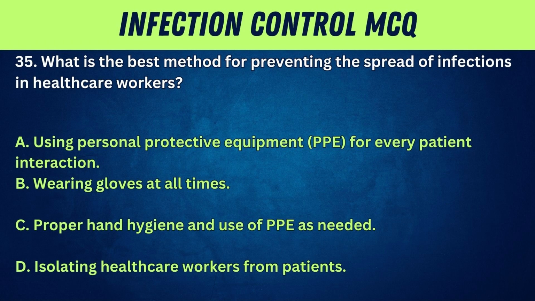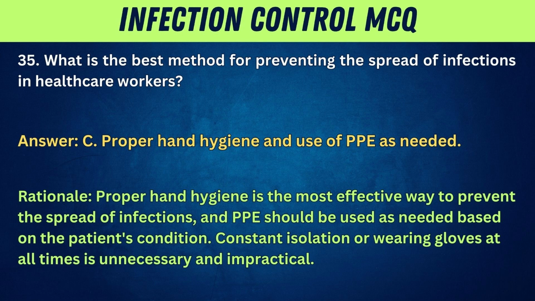35. What is the best method for preventing the spread of infections in healthcare workers? A. Using personal protective equipment, PPE, for every patient interaction. B. Wearing gloves at all times. C. Proper hand hygiene and use of PPE as needed. D. Isolating healthcare workers from patients. Answer: C. Proper hand hygiene and use of PPE as needed. Rationale: proper hand hygiene is the most effective way to prevent the spread of infections, and PPE should be used as needed based on the patient's condition. Constant isolation or wearing gloves at all times is unnecessary and impractical.